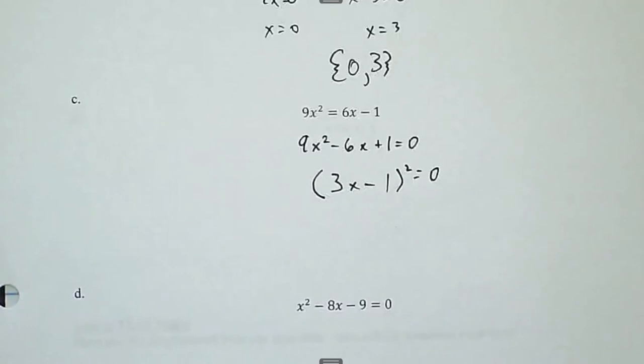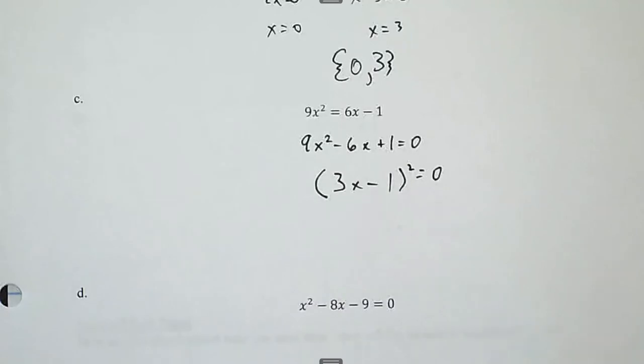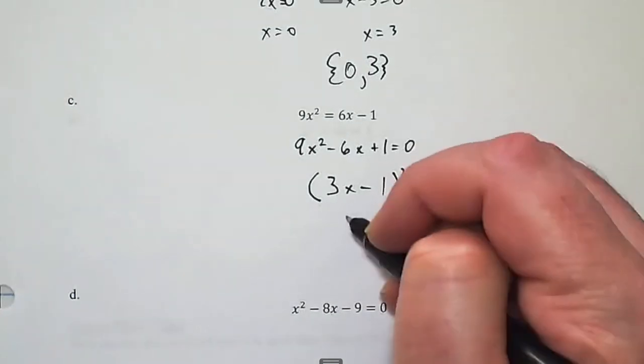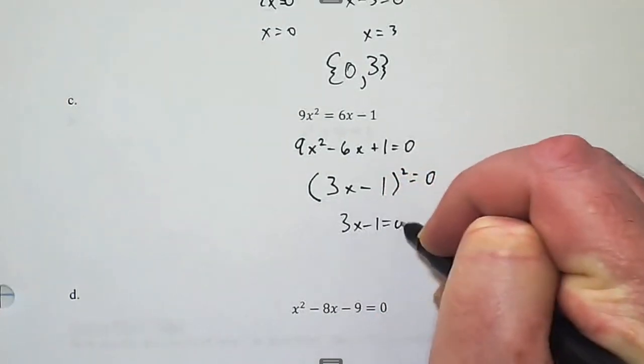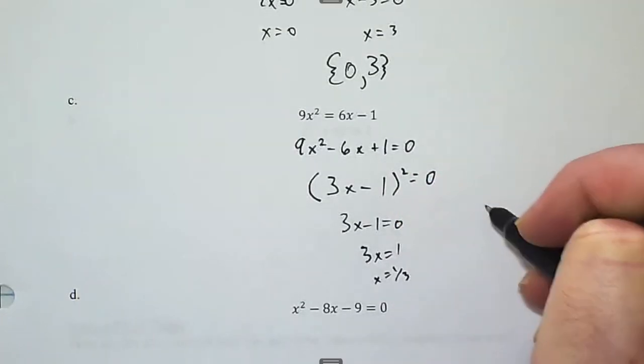This is the situation. If we did the discriminant here, we would get a discriminant of 0. You'd have 36 minus 36 is 0, because we're only going to get one solution. Set that factor equal to 0, and you get 3x equals 1, so x equals 1/3.